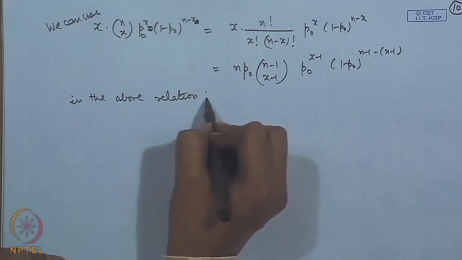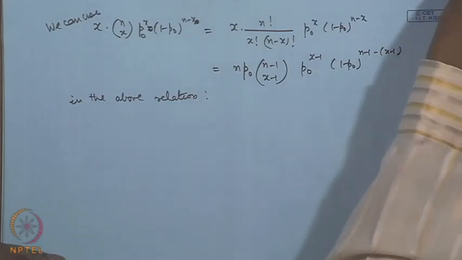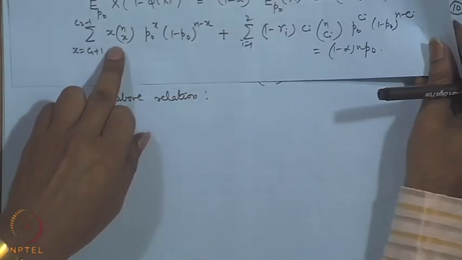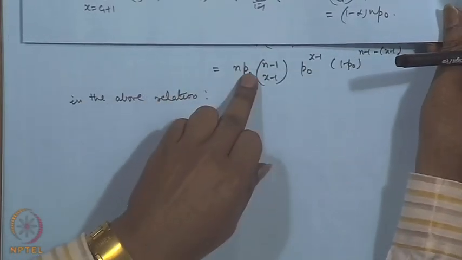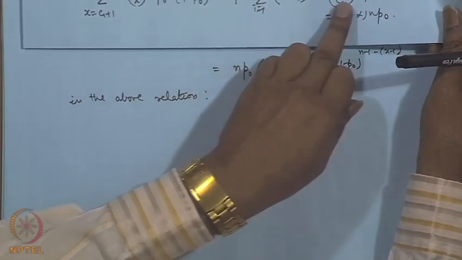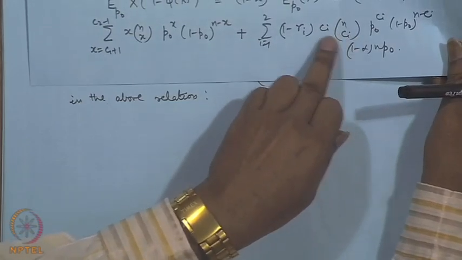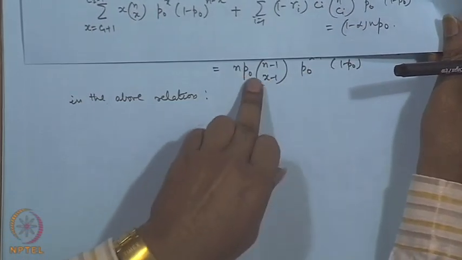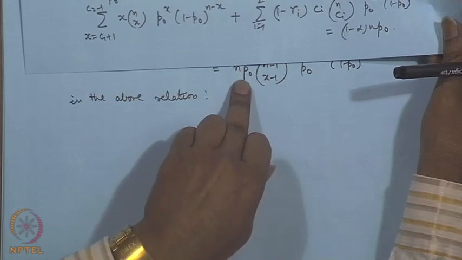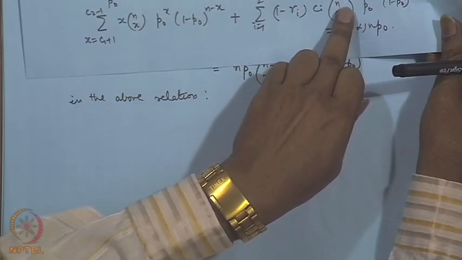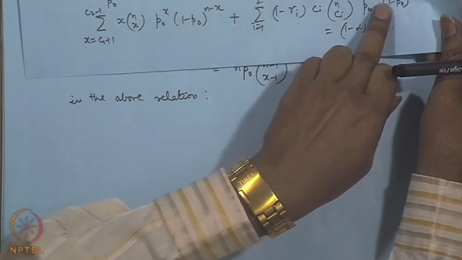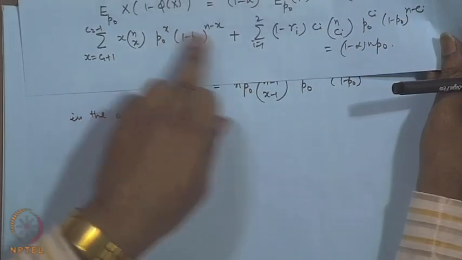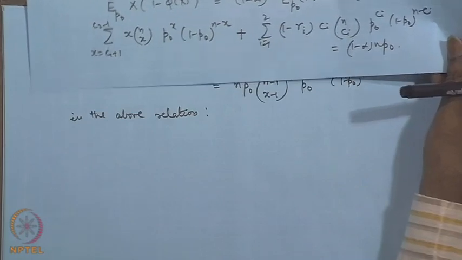in the above relation. So, here we have nCx into this term. So, n p naught will come out. In the second term, it is c_i into n minus c_i, and again here we can use this thing; n p naught can be written outside, and this will become (n minus 1)C(c_i minus 1), and this will become minus 1 here, here this will become minus 1, and n p naught will get cancelled out.